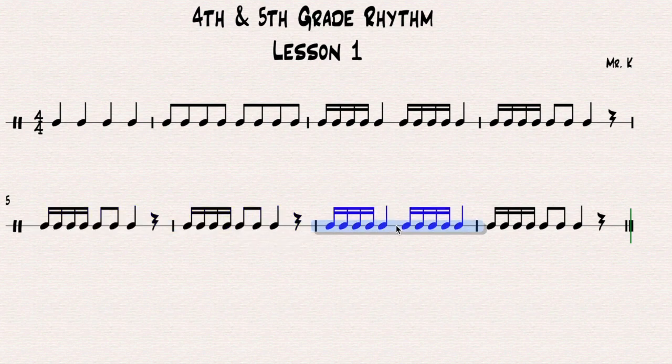Now here's our third measure again, from up here. 1 E and a 2, 3 E and a 4, and then our last measure is the same as these, and this one. So let's put that whole bottom line together.